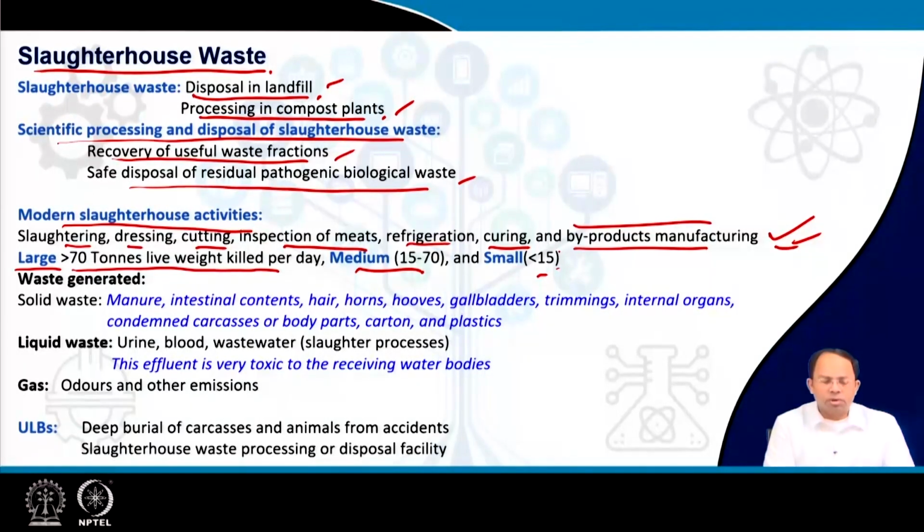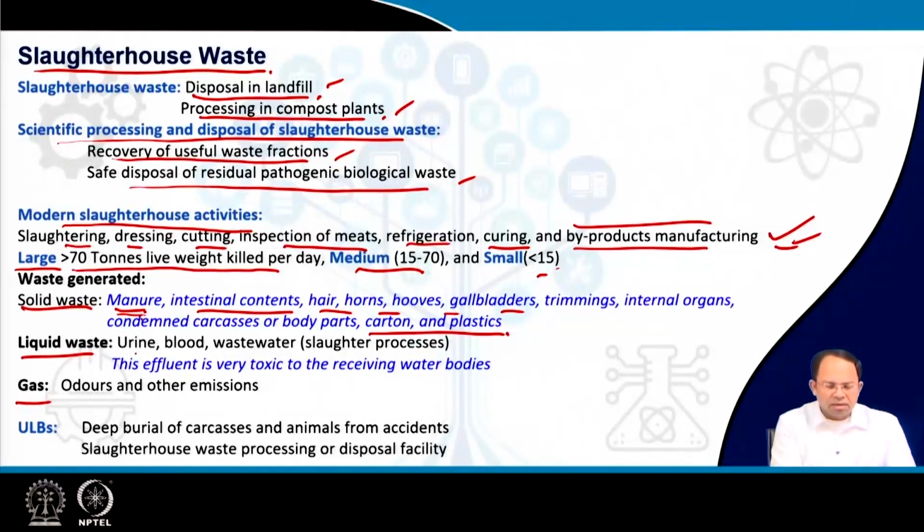And the waste generated from slaughterhouses is of three kinds: solid waste, liquid waste, and gas of course. Now solid waste includes manure. For example, you have poultry, so of course you feed them, and a lot of waste material from the excreta of chickens is produced. We can use it as manure. So manure, intestinal contents, hair, horns, hooves, gallbladders, all the different components, as well as different cartons and plastics that are utilized by this facility.